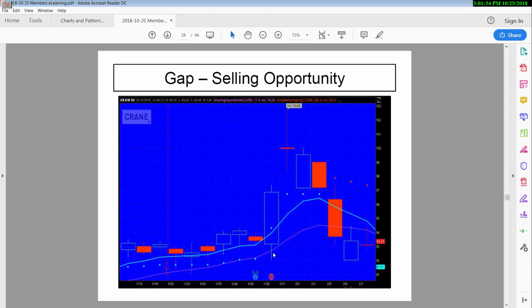Earnings, conference call, gap way up, doji opens lower. Even though it rallied, yeah, profit taking. The smart money selling to the dumb money, and they're getting out of Dodge.